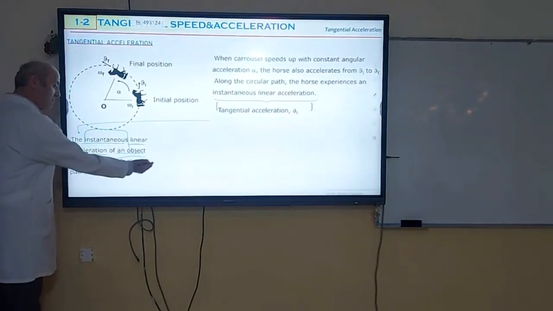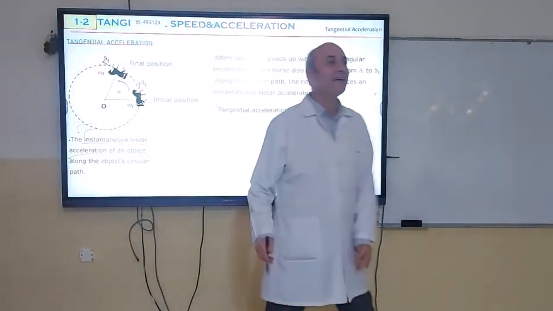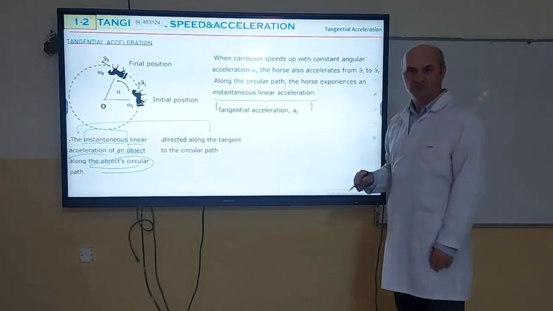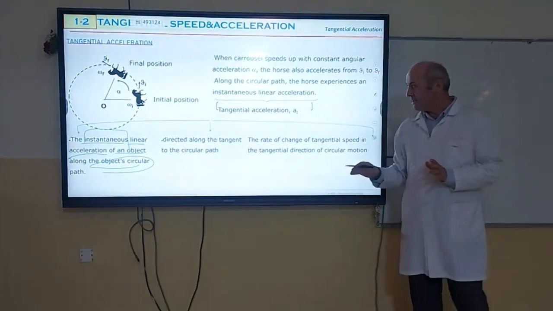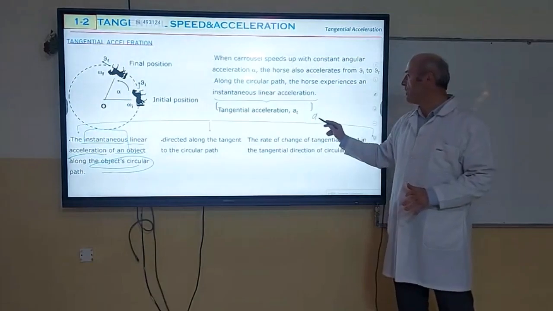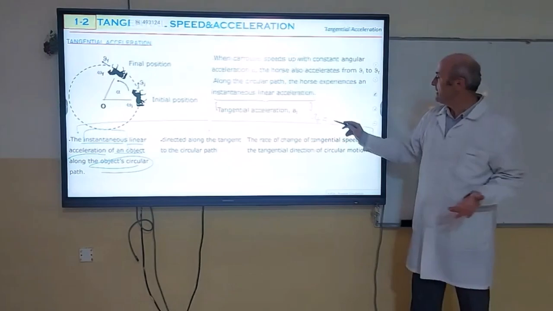Acceleration of an object must move in a circular path. Again, tangential acceleration is going to be directed tangent to the circle, and it is going to be found the same way we calculated the linear acceleration. Any linear acceleration, what was that?